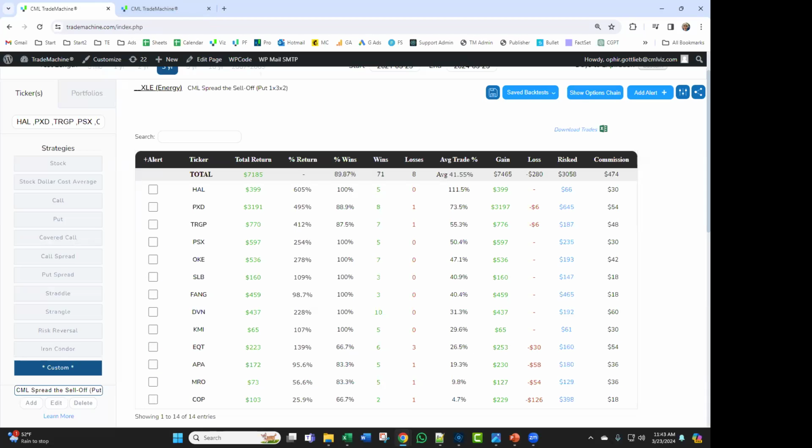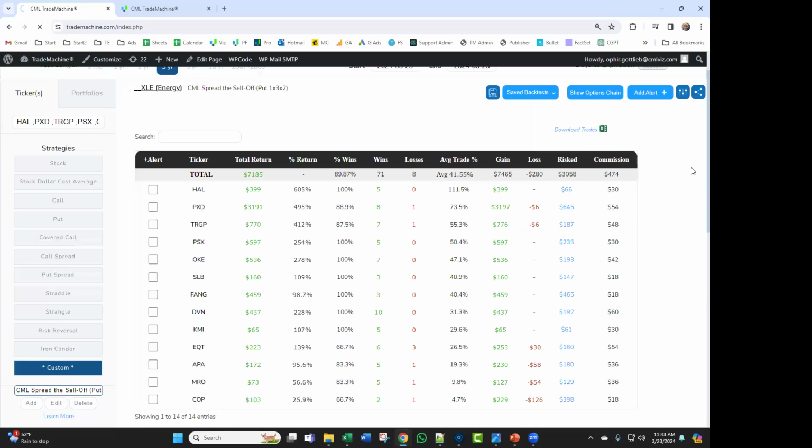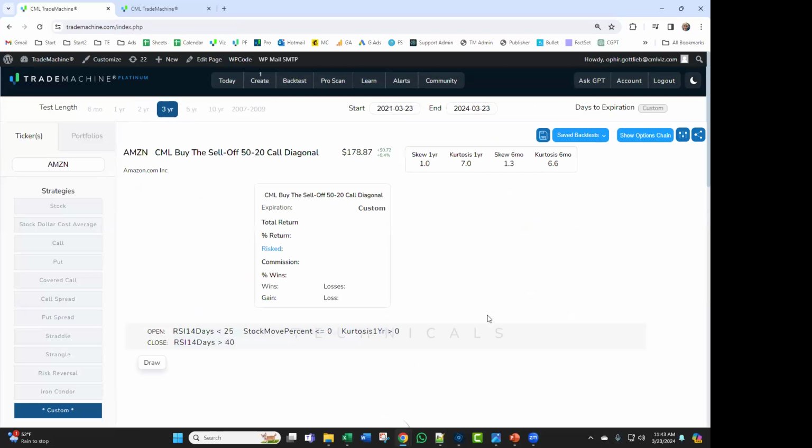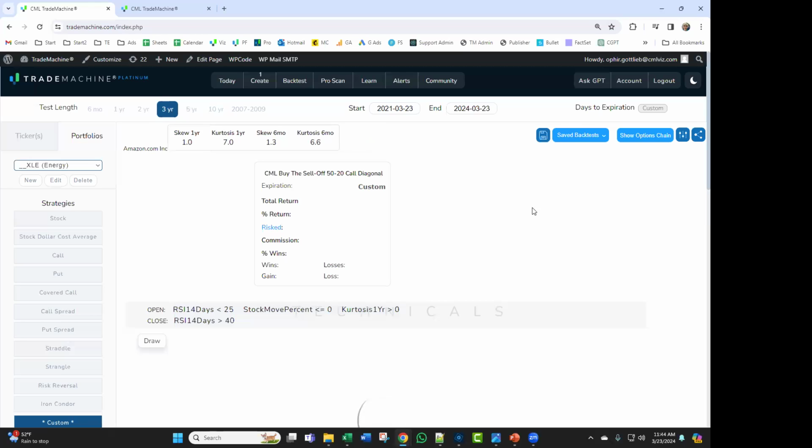Just trust me, the pre-earnings diagonal and fade the dip don't work in this industry. In other words, they don't pass what I would consider good enough for the industry, but what does, and what we have not seen yet, is buying the sell-off. So I'll load that strategy, click 3 years, and then I want to talk about what might not be obvious, but what is happening with our portfolio and how our portfolio is getting a little out of whack already, and how we're going to fix it. Energy. Nah, we're getting crushed. Okay. Oh well. Sorry, guys.